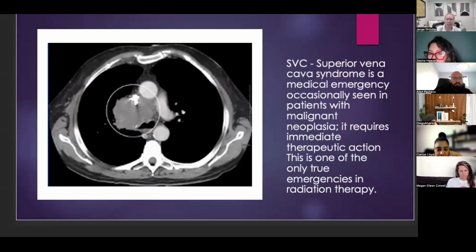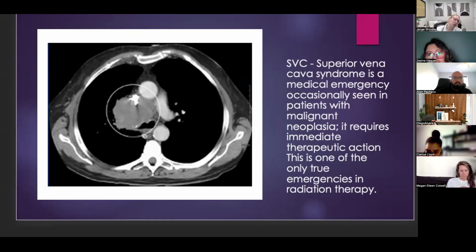Okay, we're going to get into SVC real quick. SVC is superior vena cava syndrome. It's a medical emergency. We have very few of these in our field, meaning that spinal cord compression and SVC are probably the things that if you don't treat in, let's say, the next 24 hours or under, these people could have major lasting side effects, or possibly die. Superior vena cava syndrome is a medical emergency occasionally seen in patients with malignant neoplasms. It requires immediate therapeutic action.